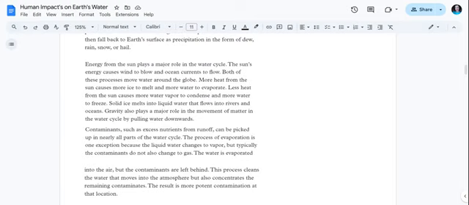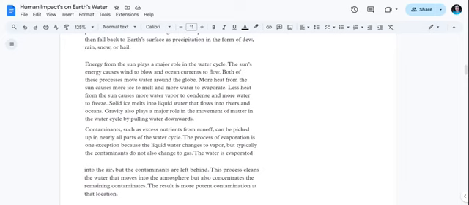Energy from the sun plays a major role in the water cycle. The sun's energy causes wind to blow and ocean currents to flow. Both of these processes move water around the globe. More heat from the sun causes more ice to melt and more water to evaporate. Less heat from the sun causes more water vapor to condense and more water to freeze. Solid ice melts into liquid water that flows into rivers and oceans. Gravity also plays a major role in the movement of matter in the water cycle by pulling water downwards.